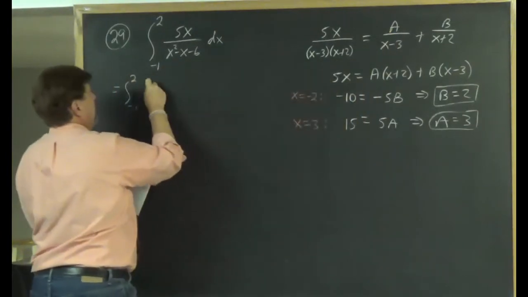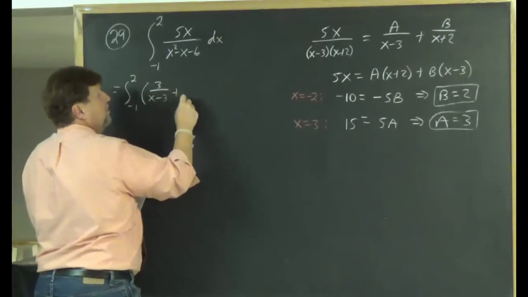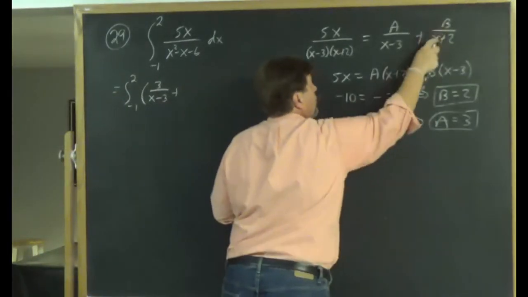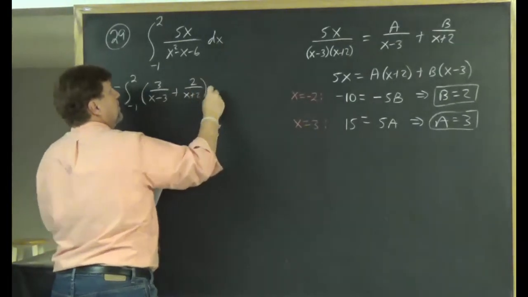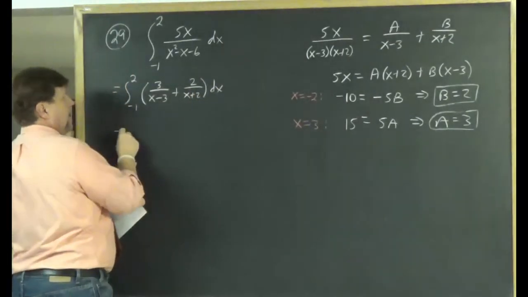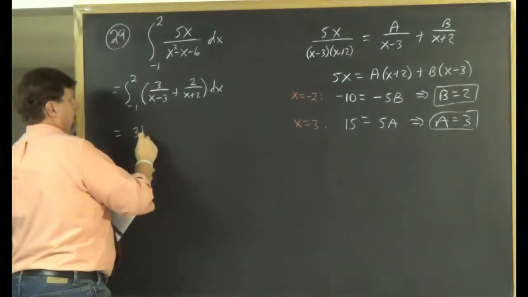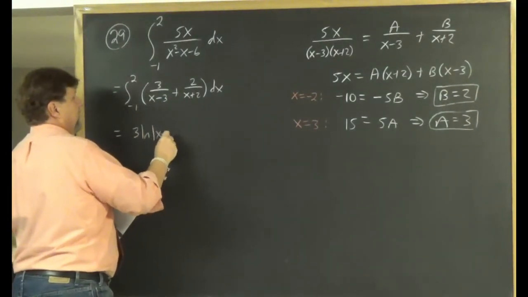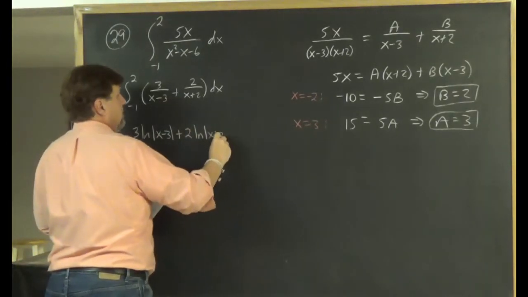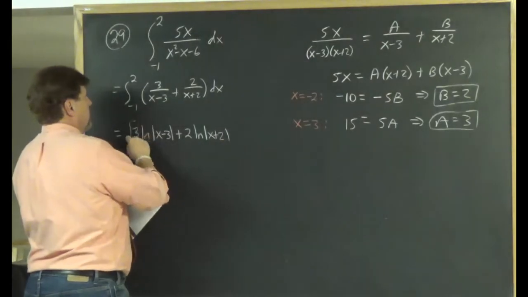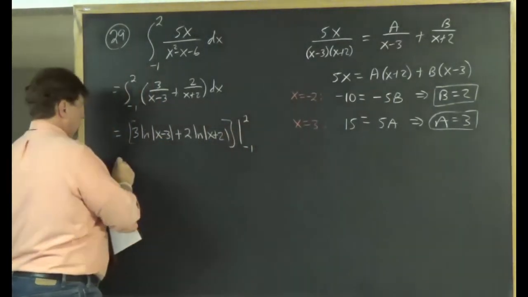So my original problem, thanks to partial fraction decomposition, I can rewrite as 3 over x minus 3 plus 2 over x plus 2. Very friendly to integrate each one of these. You get 3 natural log absolute value of x minus 3 plus 2 times the natural log absolute value of x plus 2. And I need to evaluate this from -1 to 2.